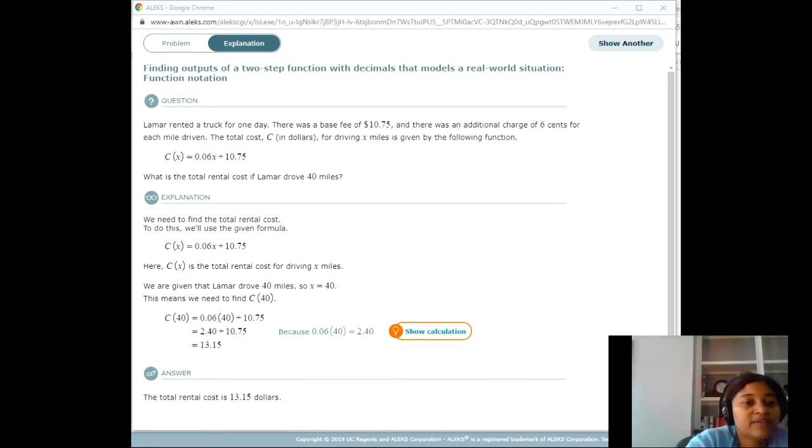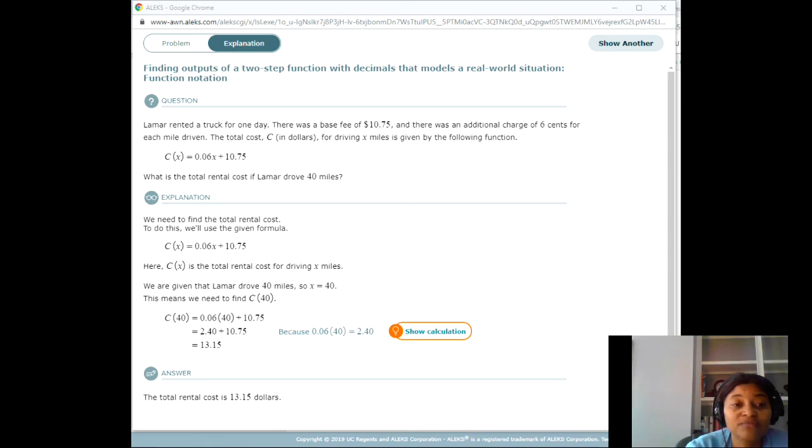This problem requires you to once again interpret and understand what it is that you're reading. So let's go ahead and go over it. Finding outputs of a two-step function with decimals that models a real-world situation. Lamar rented a truck one day. There was a base fee of $10.75, and there was an additional charge of 6 cents for each mile. The total cost C in dollars for driving X miles is given by the following function.